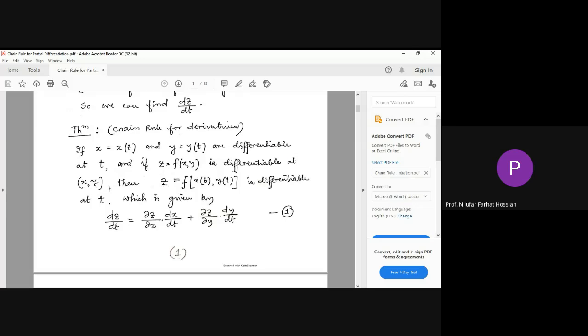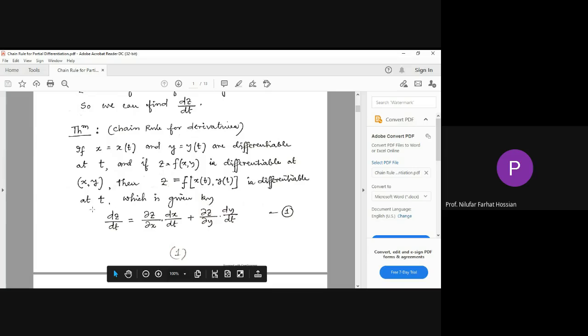That means if it is given in this form, you can perform the partial differentiation del z by del x and del z by del y. This sentence means that: if z equal to f of x, y is differentiable at x, y, it means if del z by del x and del z by del y exist, in that case, z equal to f of x(t), y(t) is differentiable at t, which is given by this chain rule.